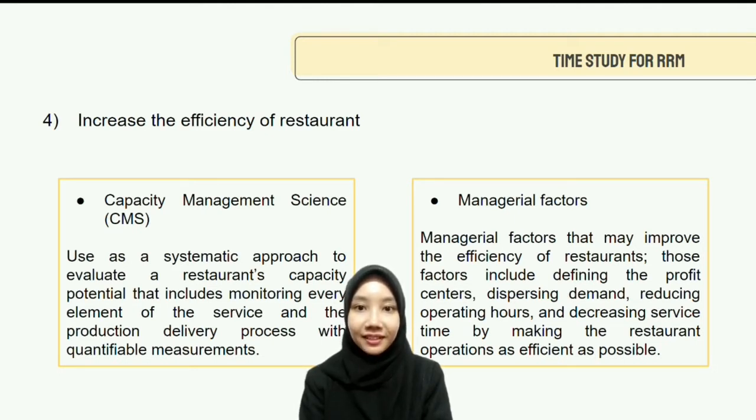Second, managerial factors. Managerial factors that may improve the efficiency of restaurants include defining the profit centers, dispersing demand, reducing operating hours, and decreasing service time by making the restaurant operation as efficient as possible.